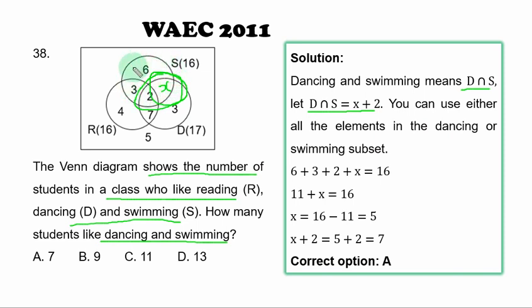You add everything there, you equate it to 16 in order to get S, and that is what you have here. You have 11 plus S equal to 16. To get S, transfer 11 to the right hand side. S becomes 16 minus 11, that is equal to 5. Therefore, S plus 2 becomes 5 plus 2, and that is 7. The correct option is A.